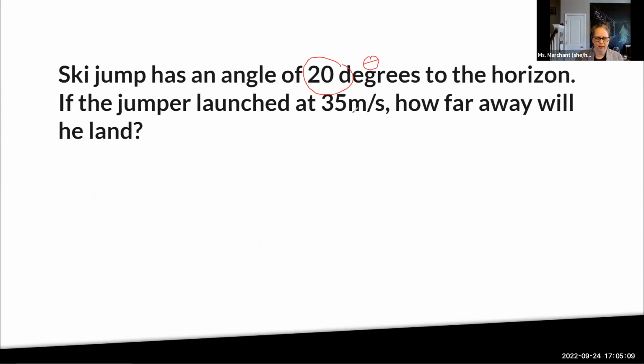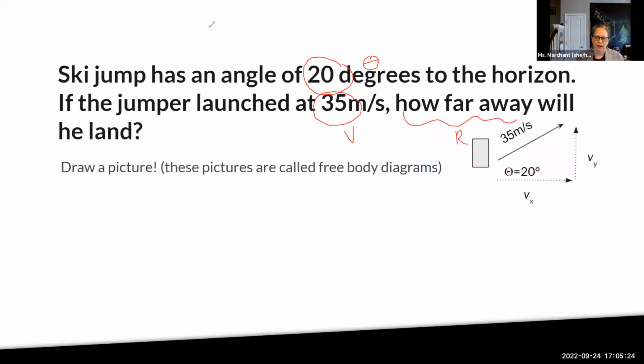20 degrees is our angle. 35 meters per second is our vector, so our resultant component of our velocity. How far away will he land? That is our range. As always, we draw that picture there. Okay, so now what do we need? Can we find the horizontal and vertical? We can. We can use all our SOHCAHTOA and triangle information.